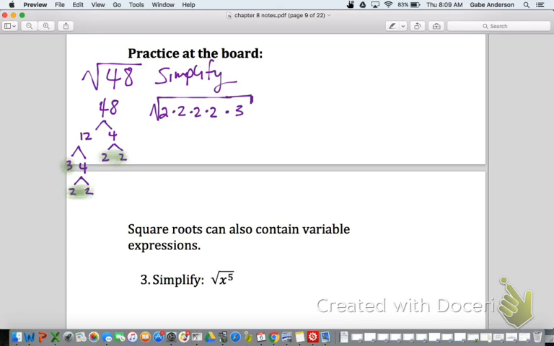Okay, so then as far as simplifying this goes, we're looking for groups of 2. And so I've got 2 2's right there. I've got another pair of 2's right there. The 3 does not have a 3 to pair with.